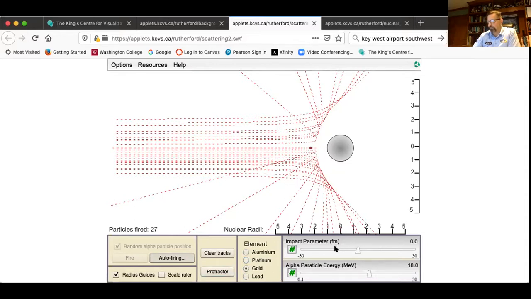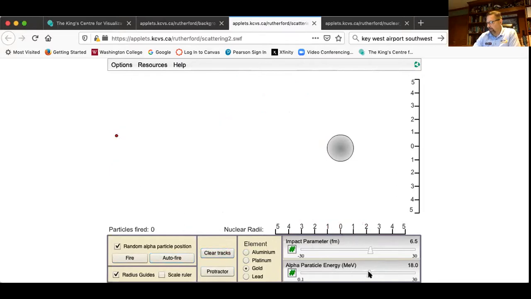Impact parameter, you notice, is varying randomly in the simulation. Let me give the alpha particle more energy. So we'll stop here. Okay, I'll clear it and I'll give the alpha particle greater energy. And let's watch what happens.